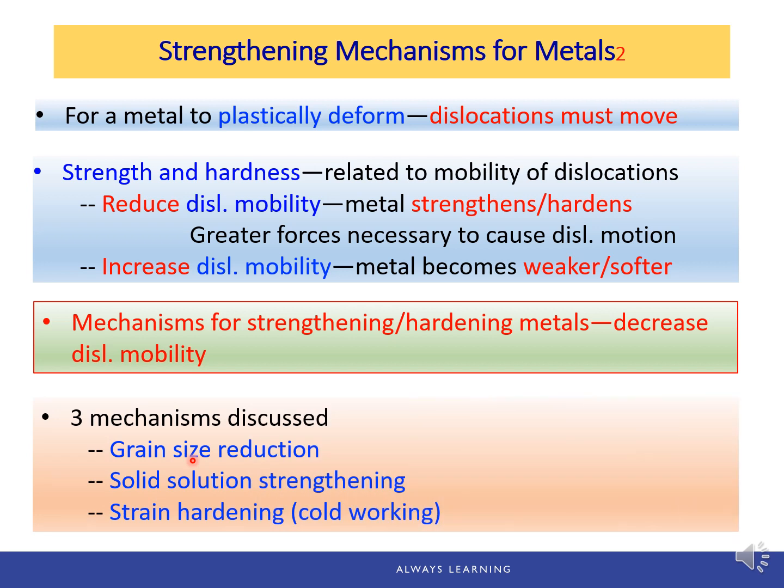And we're going to learn 3 mechanisms to strengthen materials, especially single-phase metals. The first one is grain size reduction. The second one, solid solution strengthening. And the third one is strain hardening, which is also called cold working.